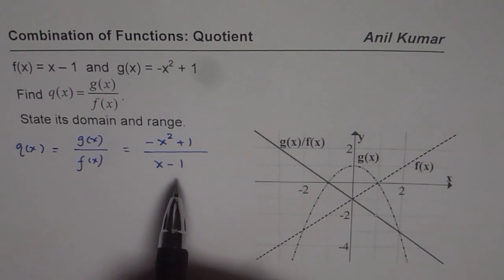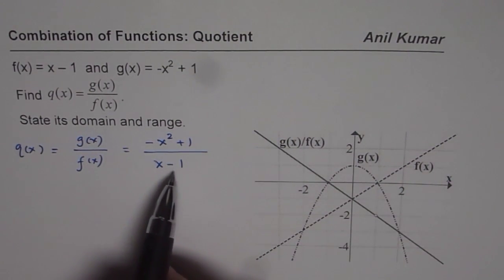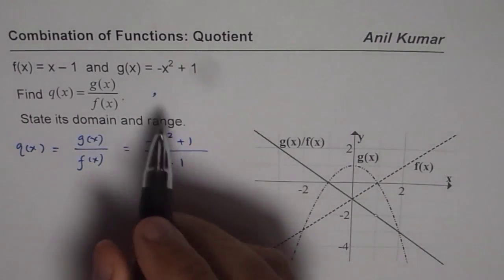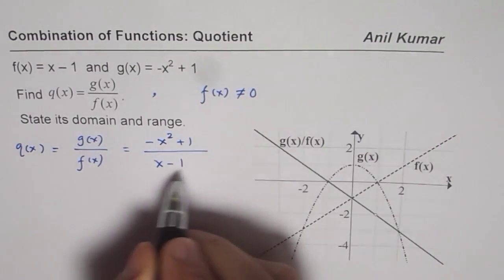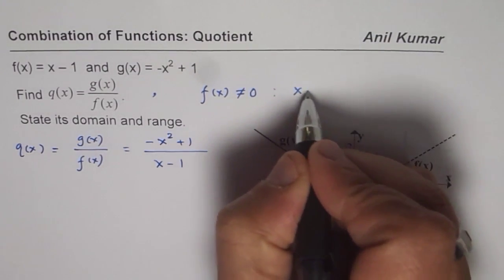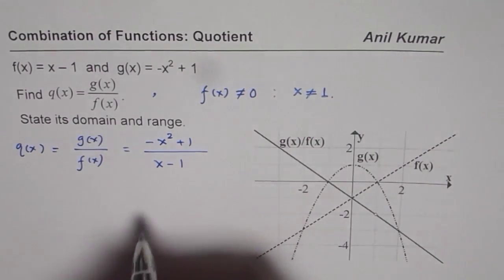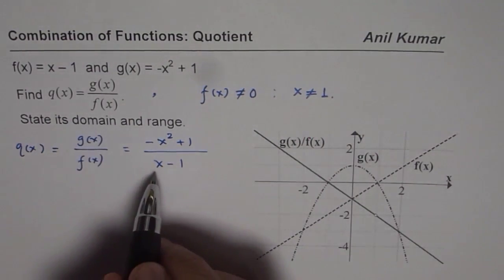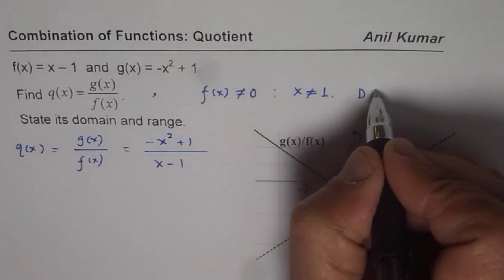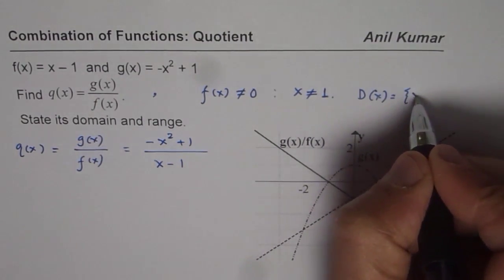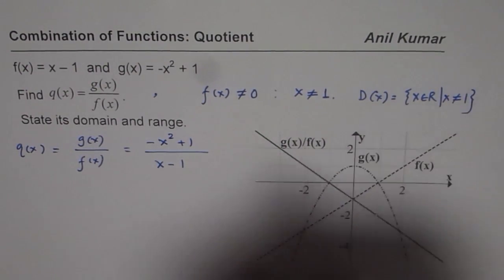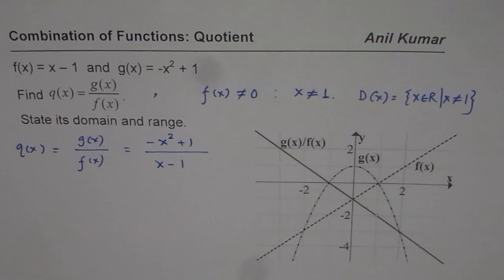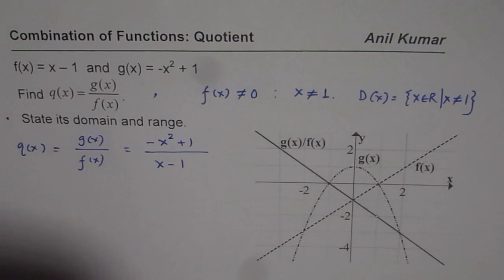So here we can see that the denominator cannot be 0. So for the quotient function, when we are considering the domain, f of x should not be equal to 0 since it is in the denominator, and that means x is not equal to 1, right? Therefore, the domain of q of x is x belongs to real numbers where x is not equal to 1, right? I know that is the second part of this question, but it's better to start with domain and range whenever you're working with functions, right?